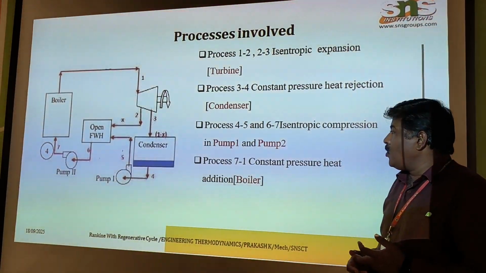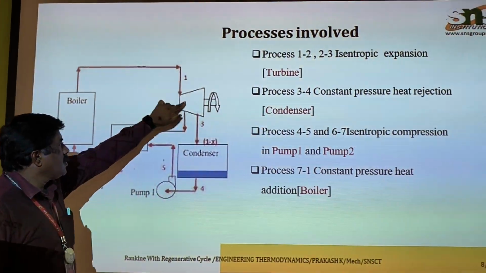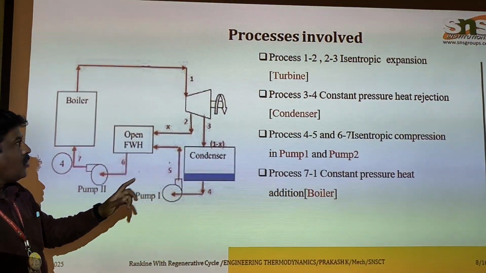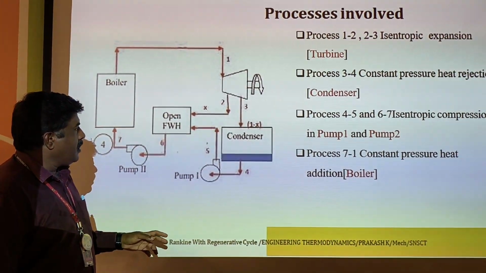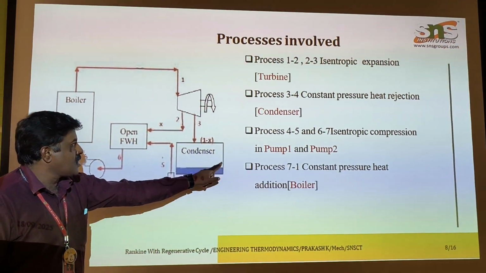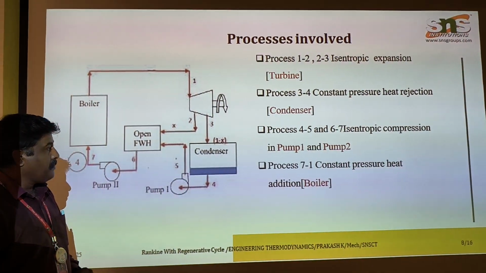So coming to 1 to 2, here this is taken as the turbine. So in 1 to 2, isentropic expansion takes place. And then 3 to 4, heat is rejected. It takes place in the condenser, and this takes place at constant pressure.